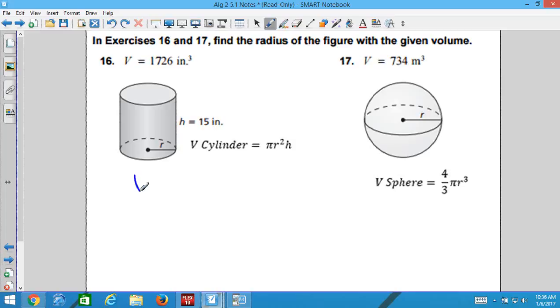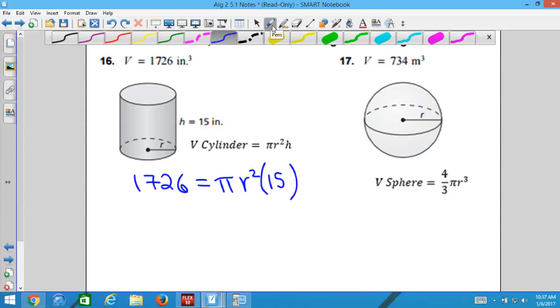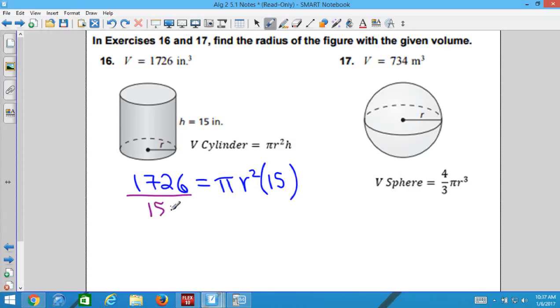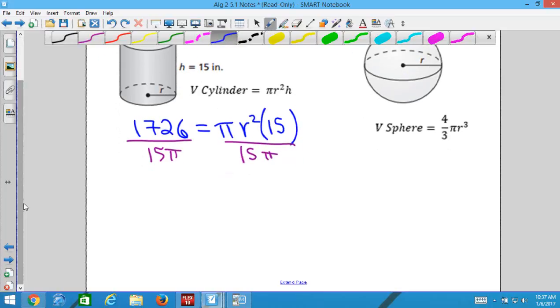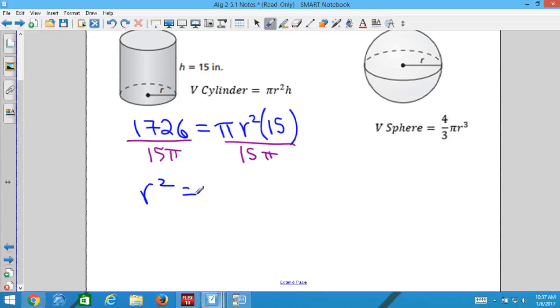All right, so we have 1726 equals pi r squared multiplied by 15. We have to solve for r. So what am I going to do to both sides? Divide by 15 pi. Please use pi. Do not use 3.14. So I get r squared equals 1726 divided by 15 pi. What do we do after that?